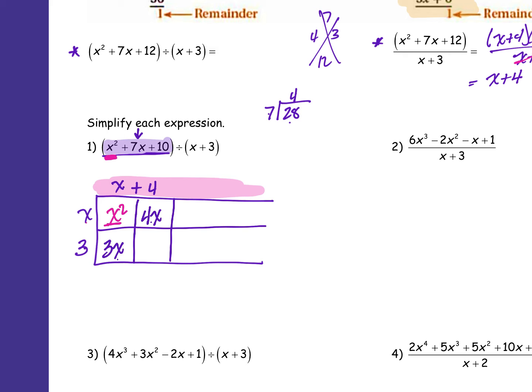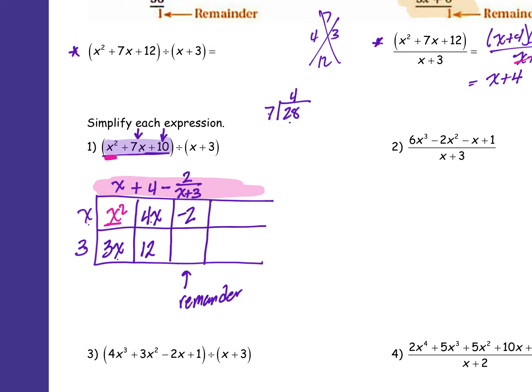And 4 times 3 is 12. What do I add to 12 to get 10? Negative 2. Good. And this box is my remainder. Because I can't multiply x by anything to get negative 2, right? So how do I write my remainder? Well, since it's a negative, I'm going to subtract: minus 2 divided by x plus 3. Kind of ugly and bulky, but that's how you write it.